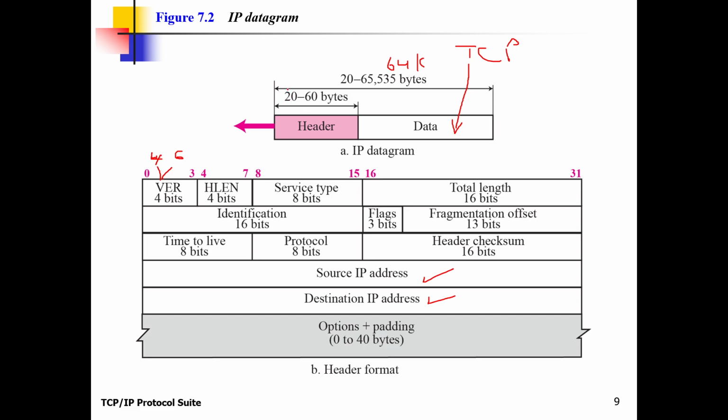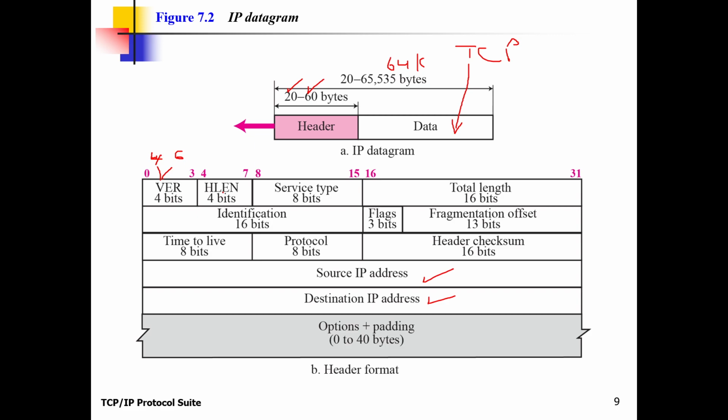Because we said the header could be 20 to 60. So we need to know how much we expect next. Is it going to be 20, or 40, or 50, or 65? So this will tell you the size of the header. It's like a map.